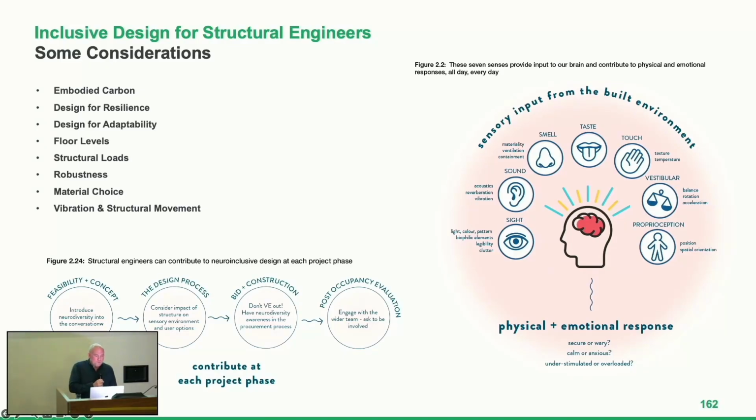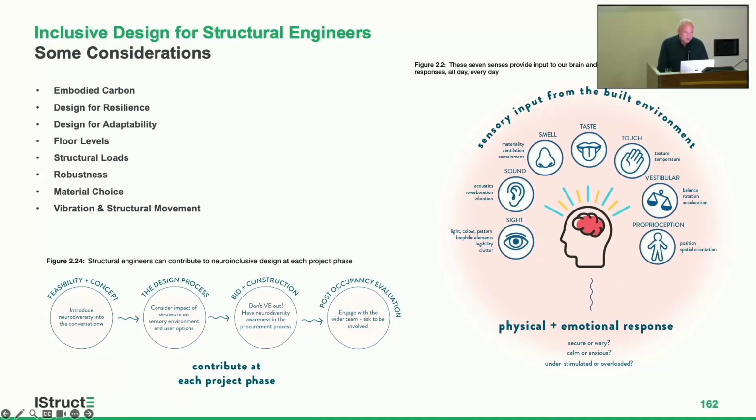That's about feasibility and concept: introduce neurodiversity into the considerations at feasibility and concept stage. In the design process, consider the impact of structure on sensory environment and user options. In the bid and construction stage, a big exclamation mark: don't VE out. Don't consider these as luxuries and bolt-ons, so that if the project you're working on is over budget, these are the things that can be removed.